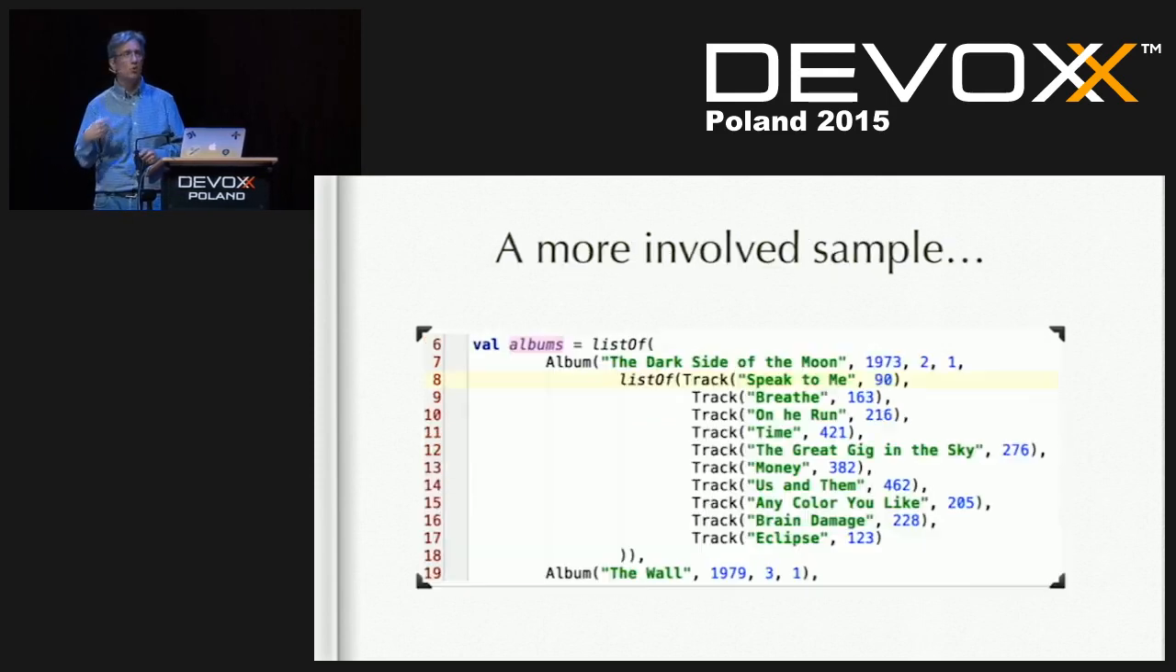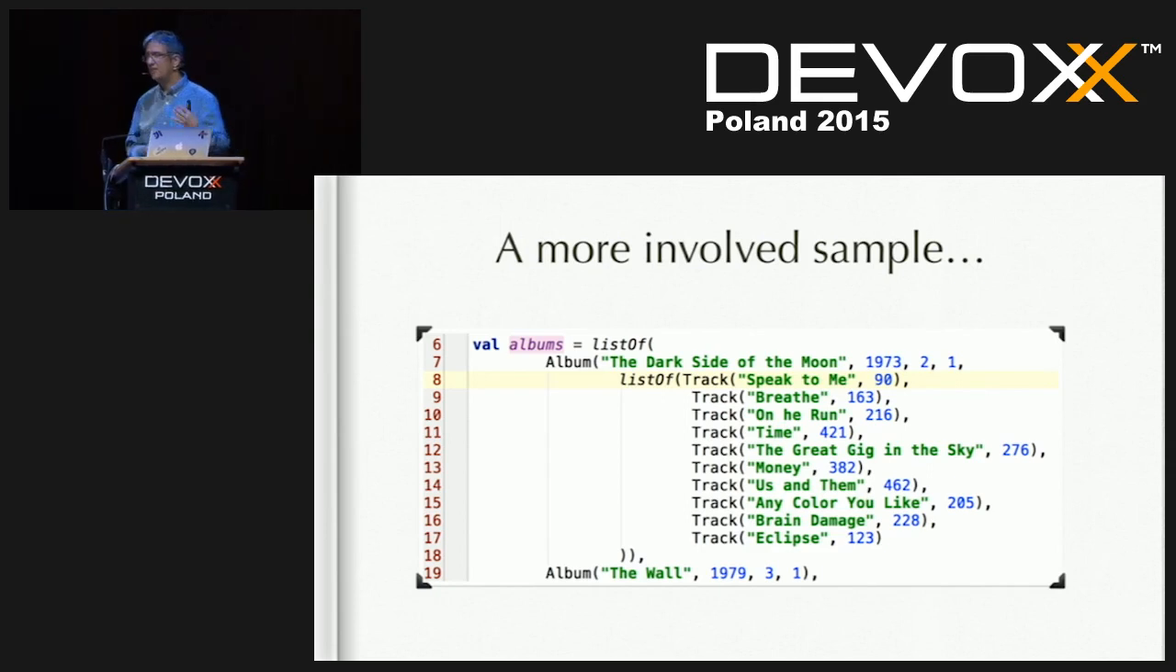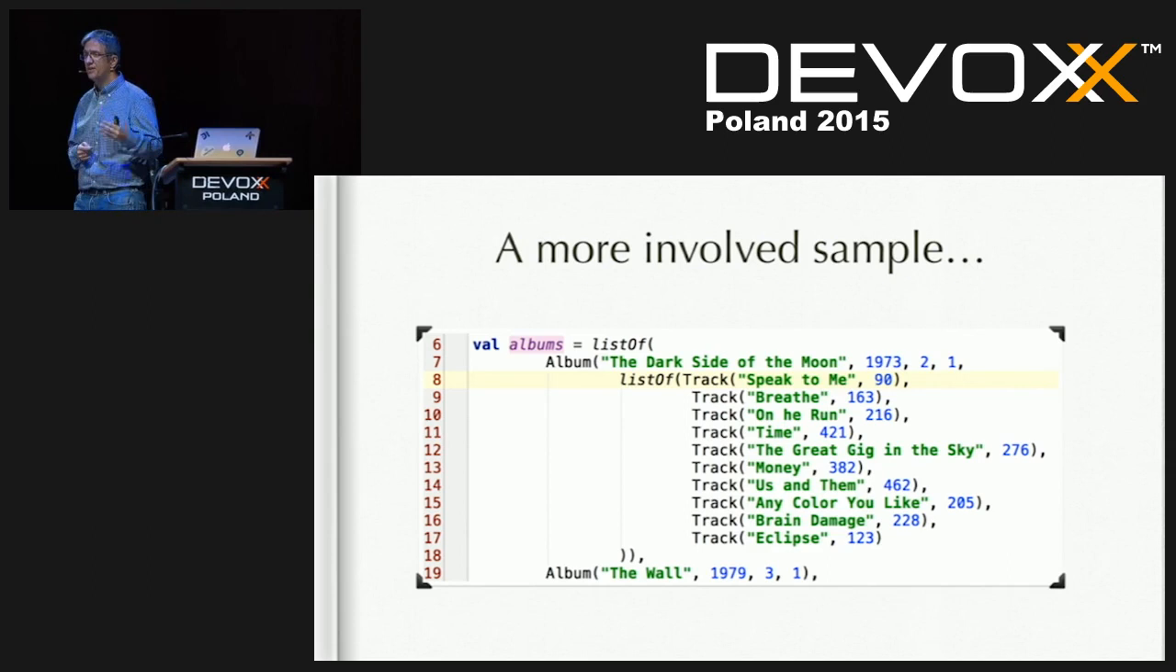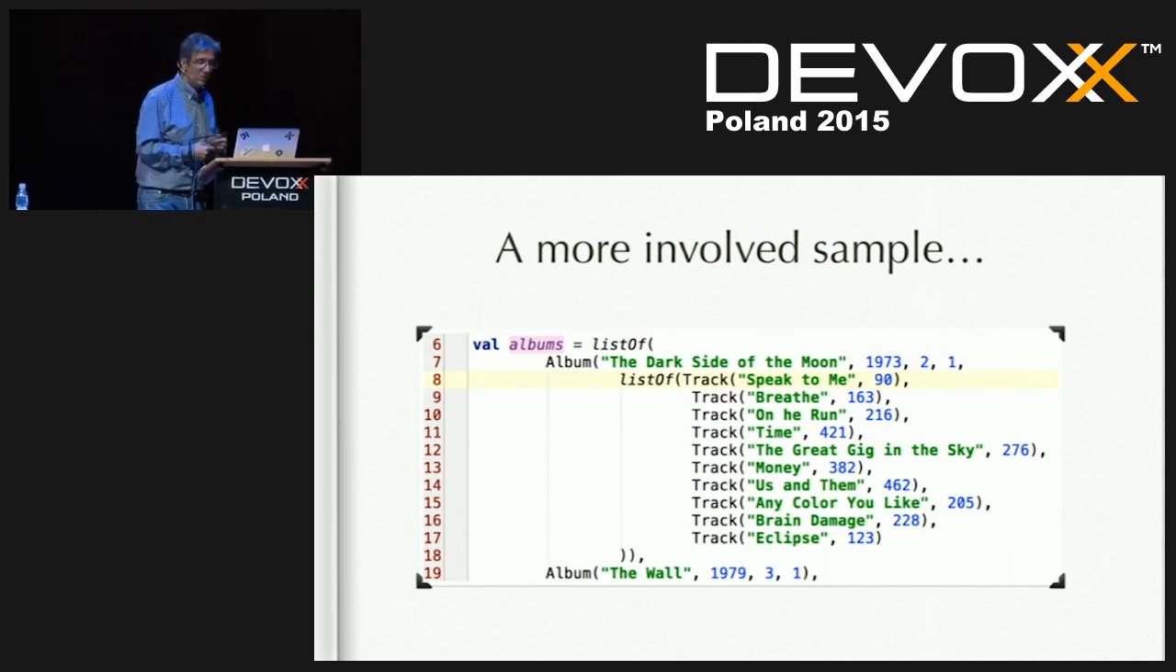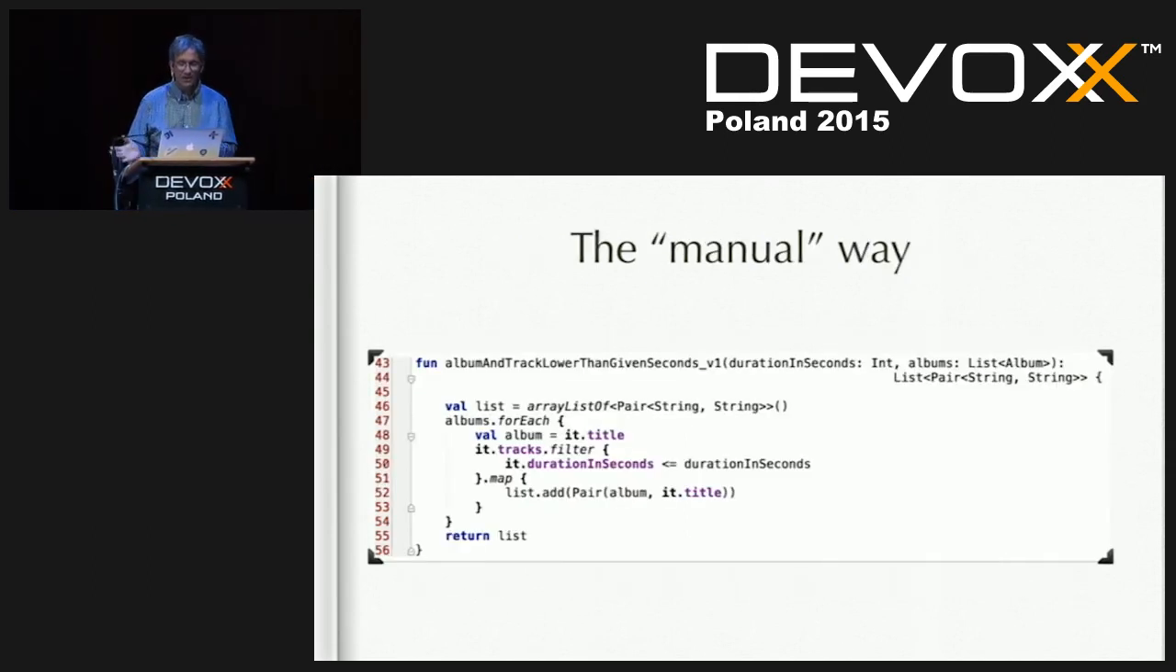Now you can even have more involved samples. Here, for instance, my input is a list of lists. So I have a list of albums, and then that album in turn has a list of tracks. How would I do that? Again, I could go back to a more iterative approach and say, do a for each, and then on that get the album, and then filter the tracks, because in this case I want to get the albums and tracks lower than a given number of seconds, and then add that to another list, and then return the list.